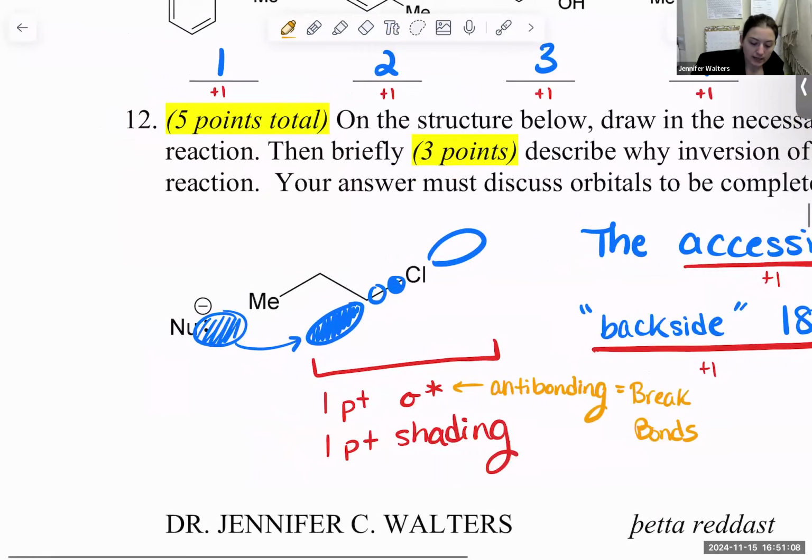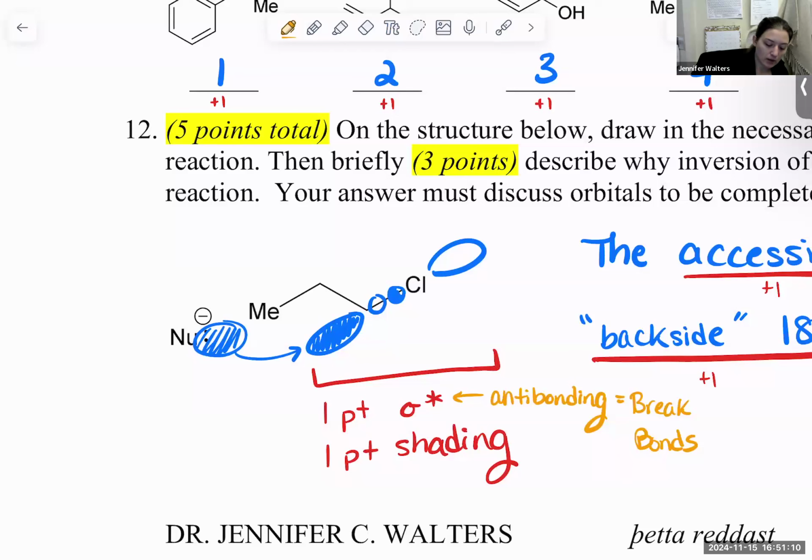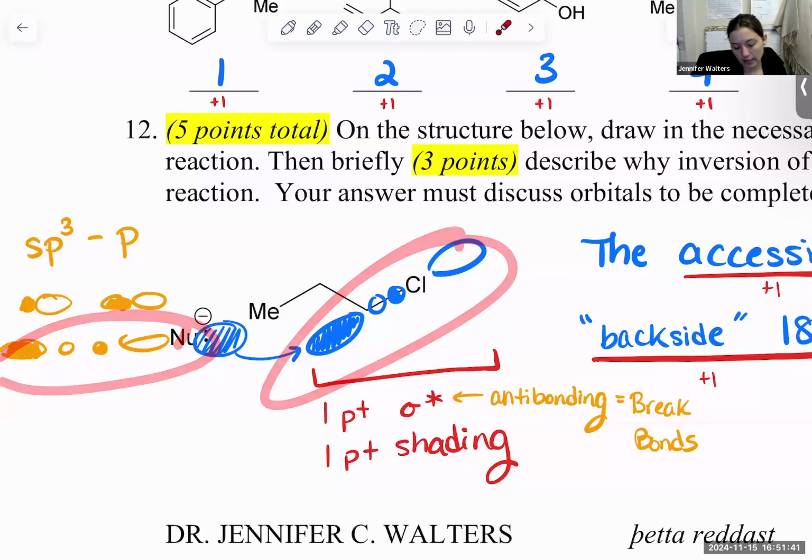So that sigma star is created by the overlap of my sp3 hybridized carbon and the p orbital from the chlorine. Or it's actually the repulsion of it. So they are mismatched phasing because I need it to be the antibonding orbital. So then these are going to repel each other. So I get big, little, little, big, where my shading alternates. And then that is the sigma star that you need to draw in.